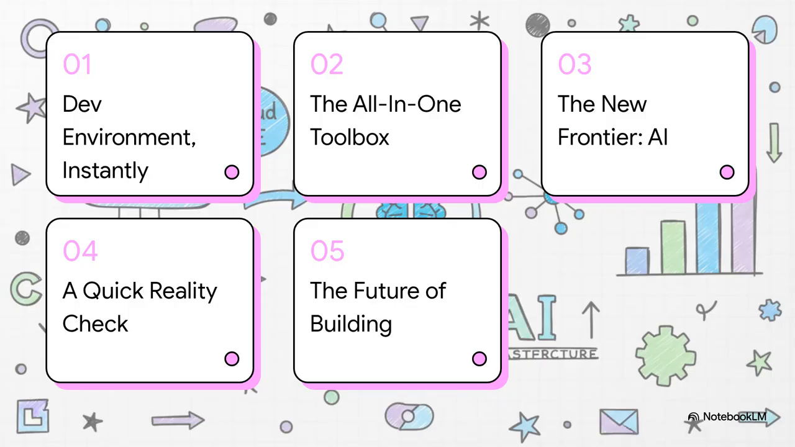So here's our game plan. First, we'll cover the core idea. Then, we'll see what's actually in its toolbox. After that, we dive into the really exciting part, its massive pivot to AI. We'll also do a quick reality check on its limitations. And finally, look at what all this means for the future of building things.